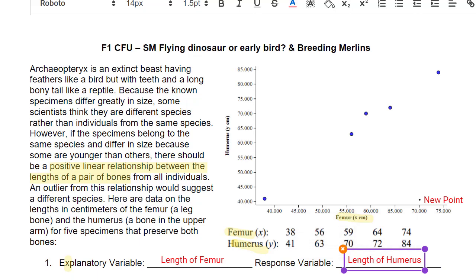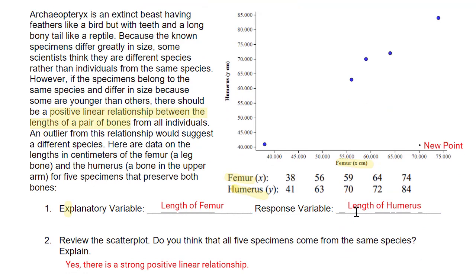Okay, the next question asks us to review the scatter plot. Do you think that all 5 specimens come from the same species? So if you were to look at it, let's say I was drawing a line, could I draw a pretty good line through all of these points? And I could. So I'm going to say yes. In fact, the dots fall so close to it, I would say that's a very strong, positive, linear relationship. So we're looking at strong, positive, and linear.